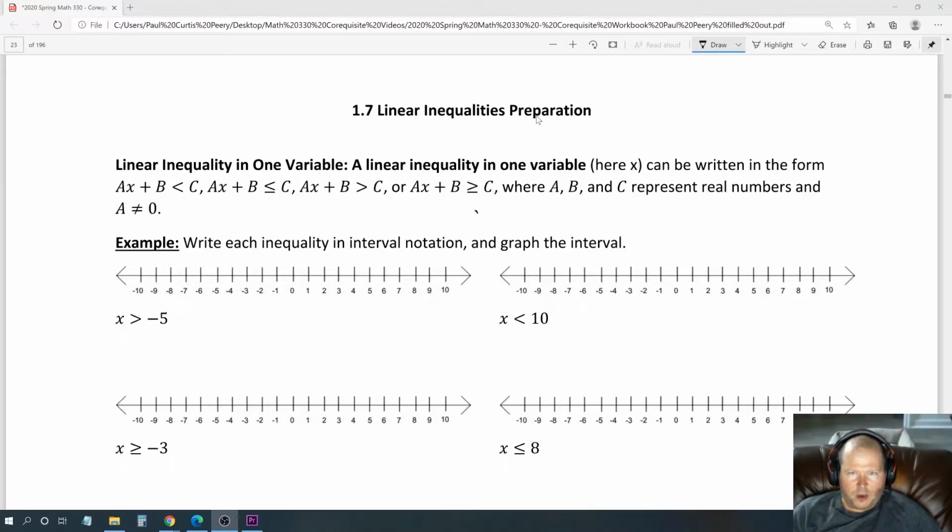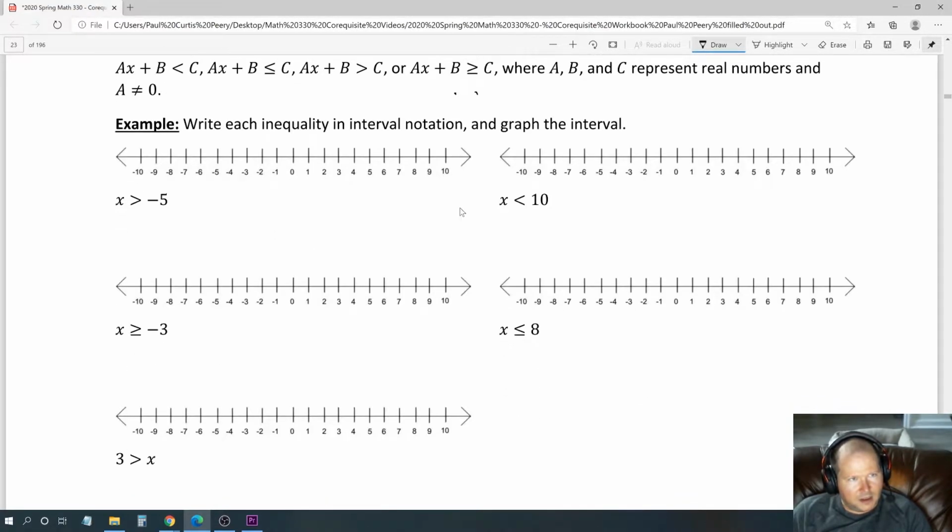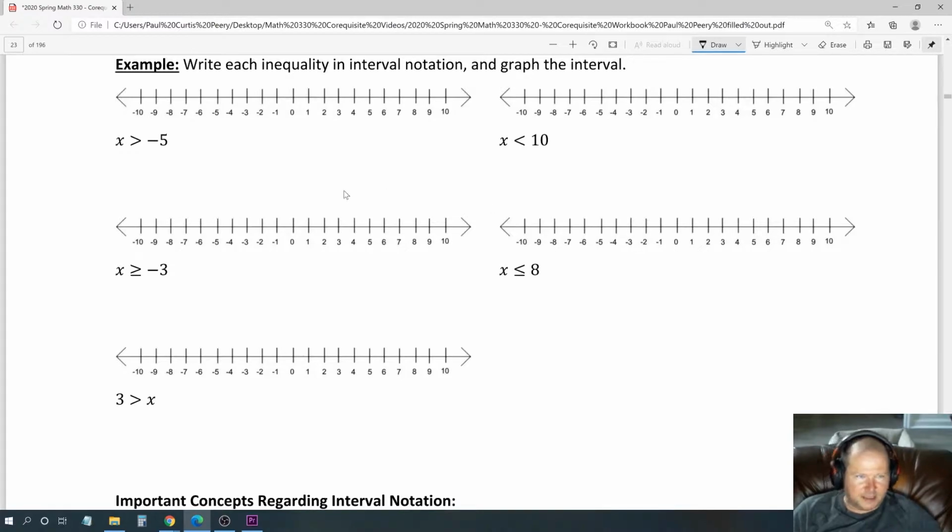1.7 linear inequalities preparation. Linear inequalities in one variable. A linear inequality in one variable, and it just kind of goes over the structure of it. I'm just going to dive right in. First, we are going to practice how to graph very simple ones. Okay, so hopefully this makes sense.